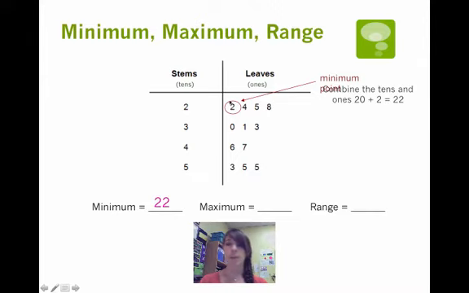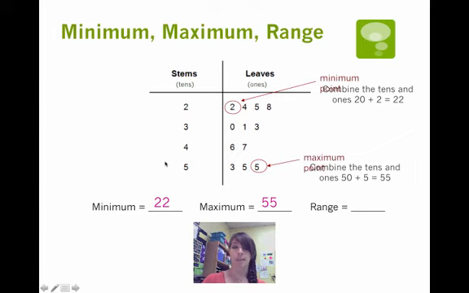You combine the tens and the ones, 22 is 22. Our minimum here is 22. Our maximum is the one all the way on the end, 5. So it would be 55 because a 5 is over here in the tens place. Okay, 55. And then that means our range is 55 minus 22, which gives us 33. So it's really easy to find the minimum, the lowest number, the maximum, and the range.